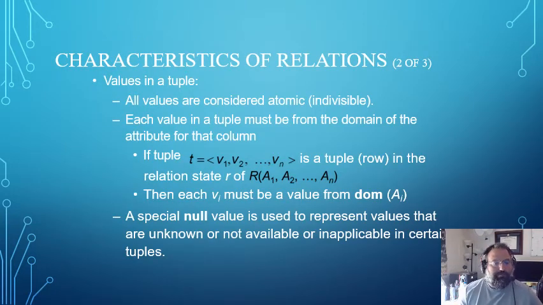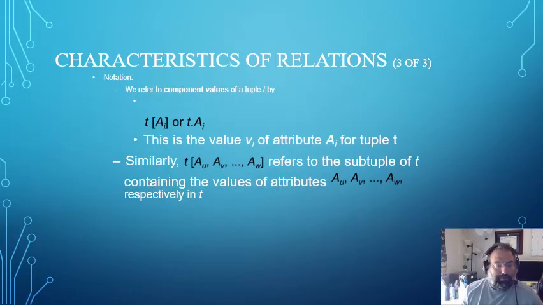Characteristics of relations, values in tuples. All values are considered atomic, indivisible. Each value in a tuple must be from the domain of the attribute for that column. If t = <v1, ..., vn> is a tuple (row) in the relation state r of R(A1 through An), then each vi must be a value from the domain of Ai. A special null value is used to represent that an unknown, not available, inapplicable, or not present value is in the tuple.